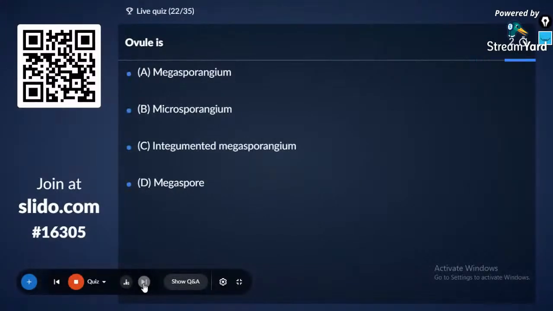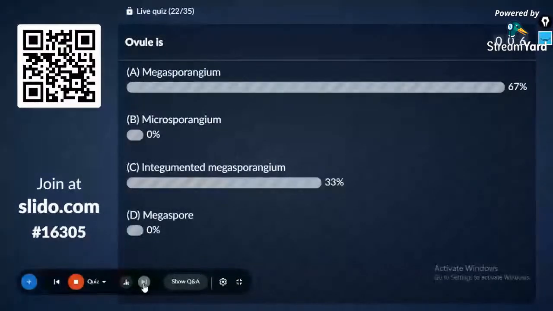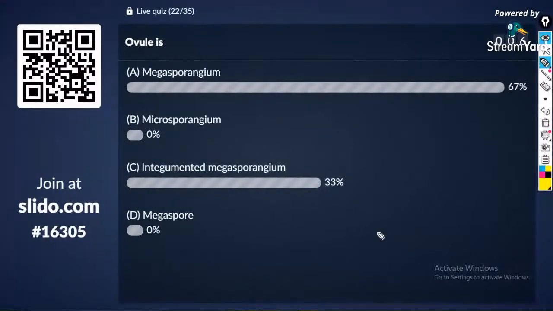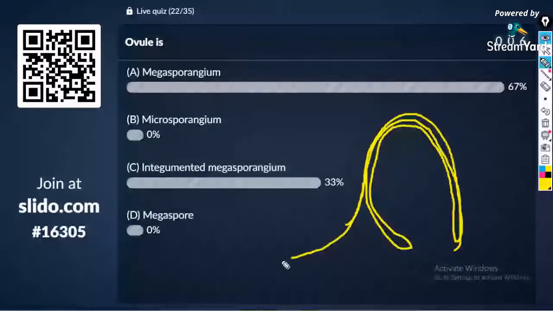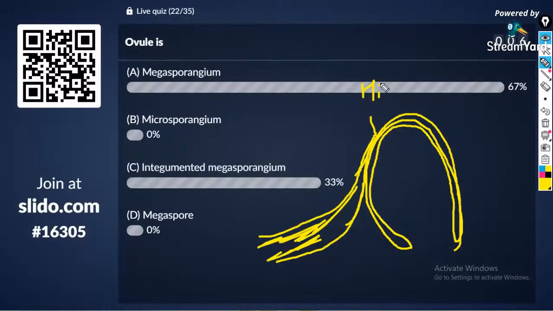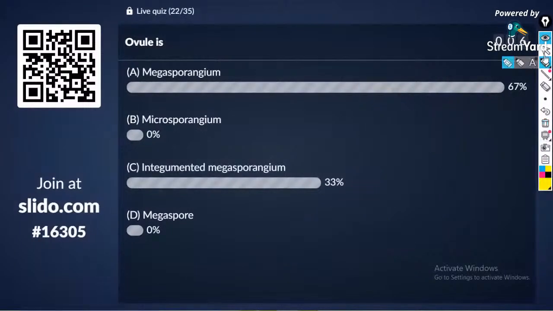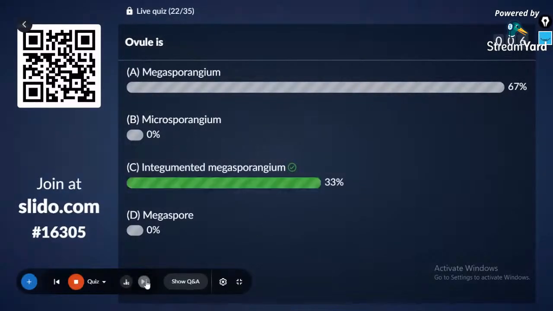Ovule is megasporangium, microsporangium, integumented sporangium, megaspore. Guys, when you are studying about ovule, studying certain structures like this: attachment, hilum, this 2 to 3 layered structure, integument. So the correct answer is integumented megasporangium. Next question on the screen.